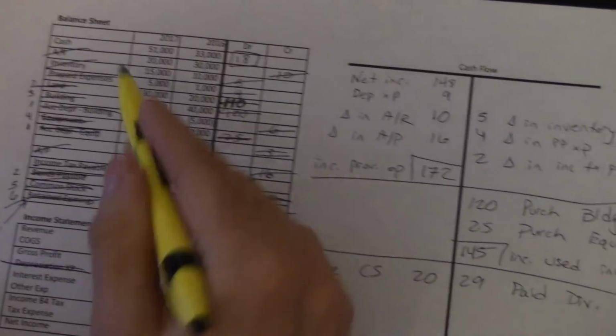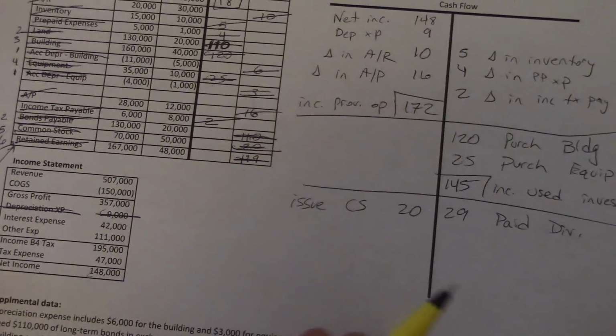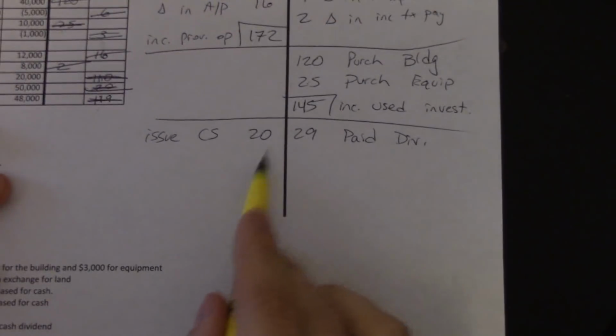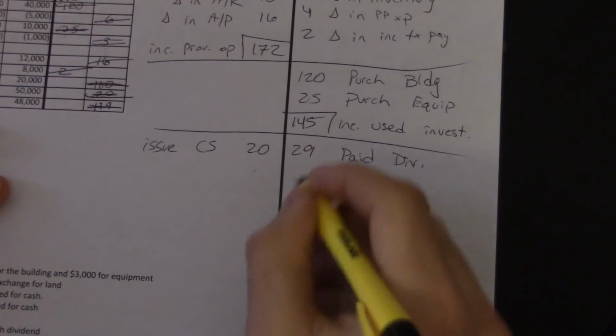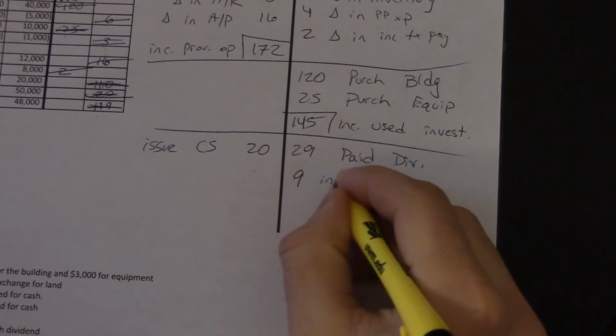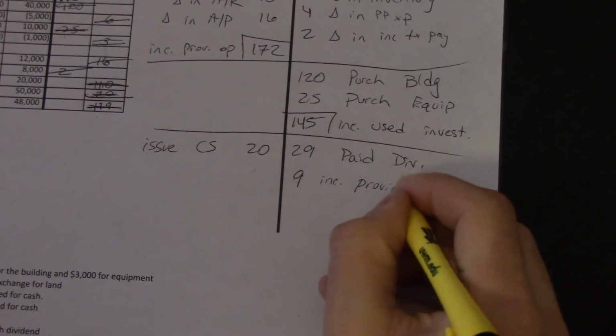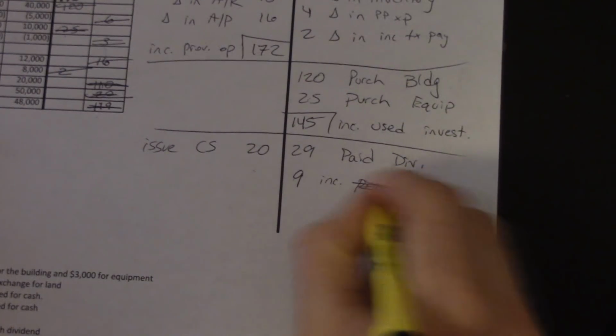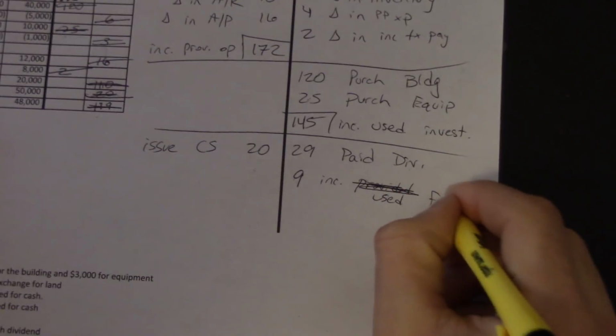So there we go. We've got all of our accounts crossed off. We've got all of our journal entries crossed off. So that means we're most likely done. Let's figure out our financing section income. Looks like it's a credit of 9. Income provided, or I'm sorry, income used in financing.